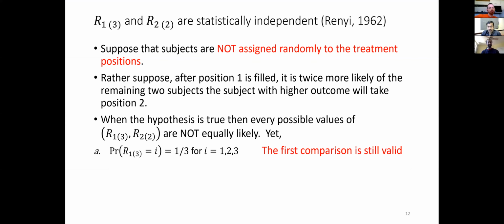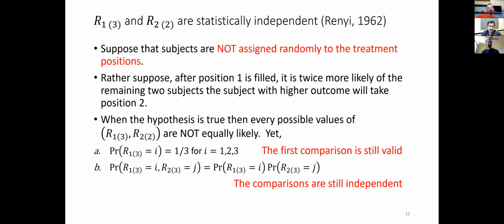But yet we can show the following things. There is no problem with R13. The distribution of R13 is still uniform, so it's still 1/3 for all possible values. So the first comparison is still valid. And you can also show that even when R22, sorry, this should have been R22, even when the second comparison is not valid, they are still independent. So the bias that is lingering in the second one is not affecting the comparison in the first one.